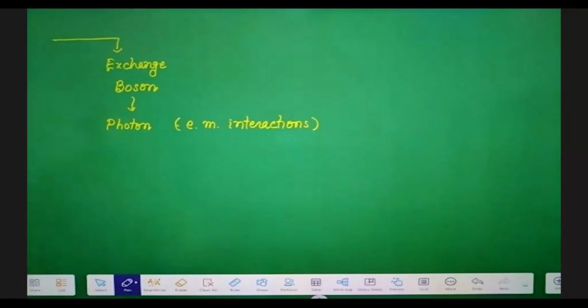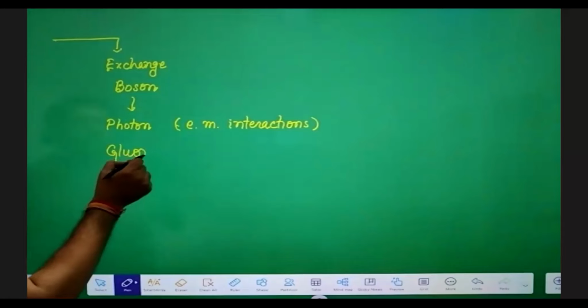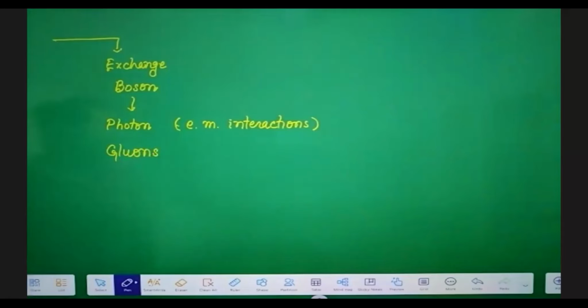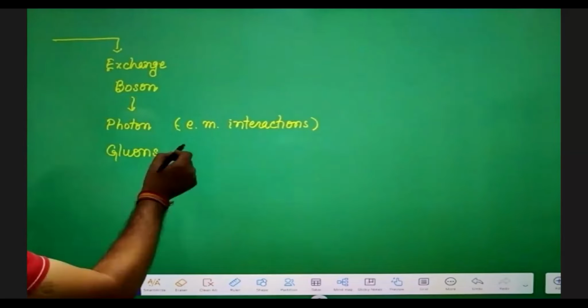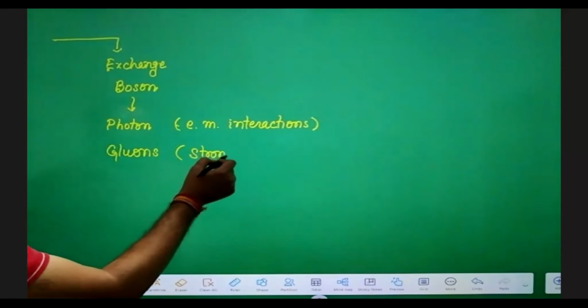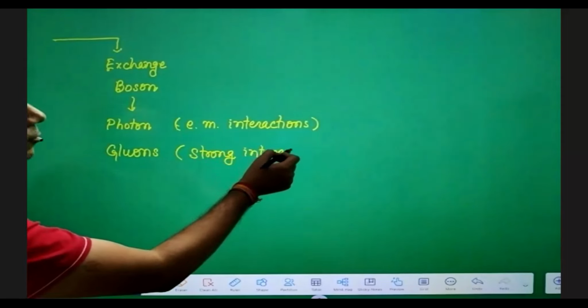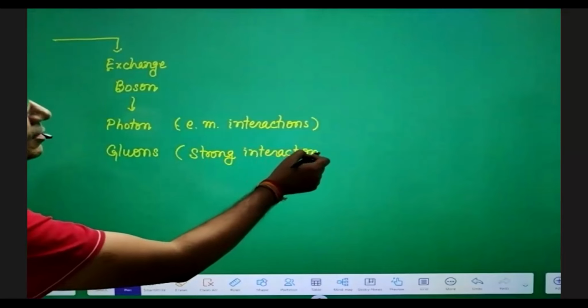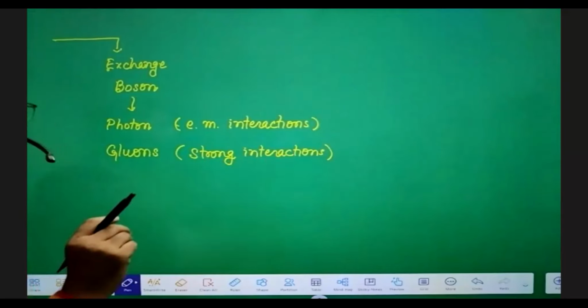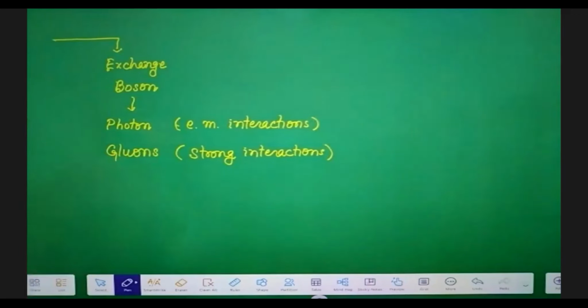Second is gluons. Gluons are responsible for strong interactions. They are the exchange particle for strong interactions. Particles which are involved in strong interaction are going to exchange gluons with each other.